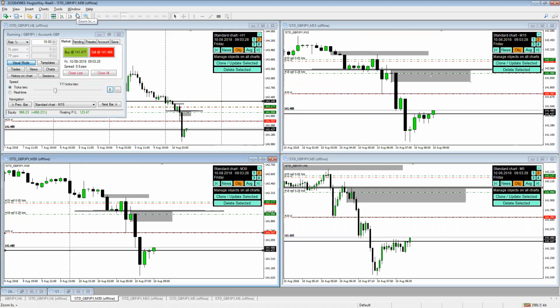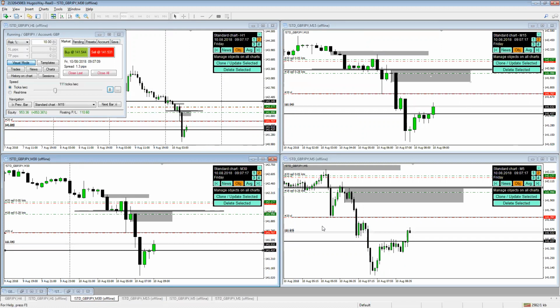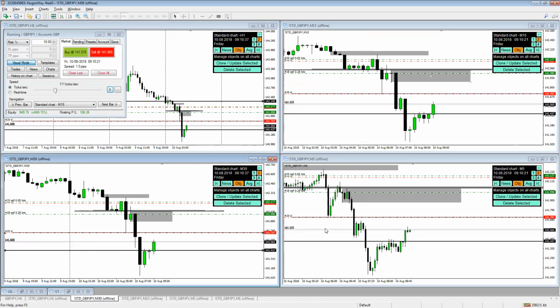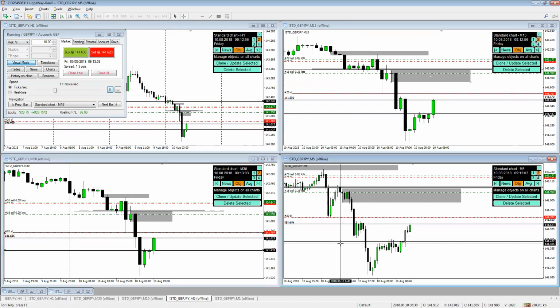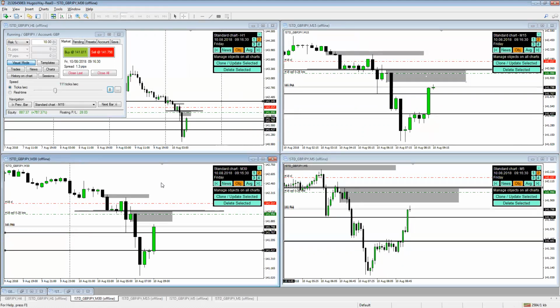Yeah, your TP2 line is respected. Good resistance line and support line. See, T1 was here, T2 was here. Those ranges are on the dot every time.